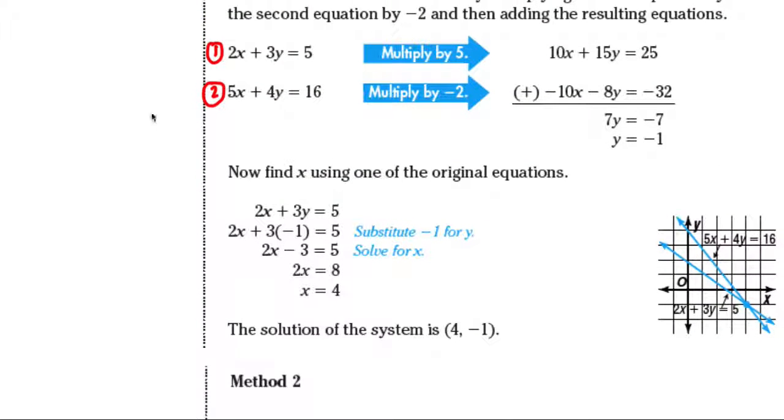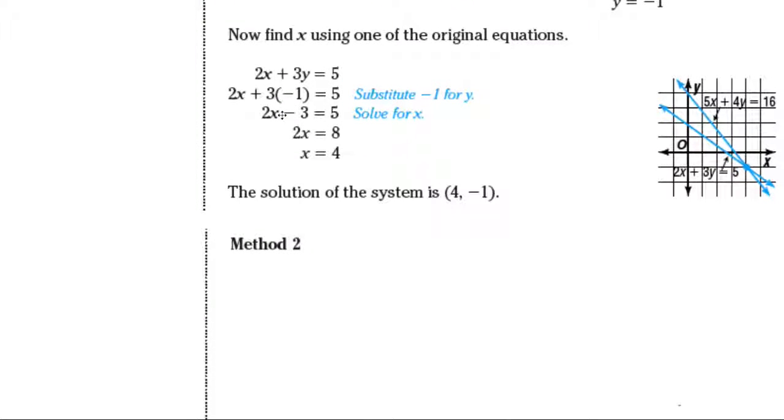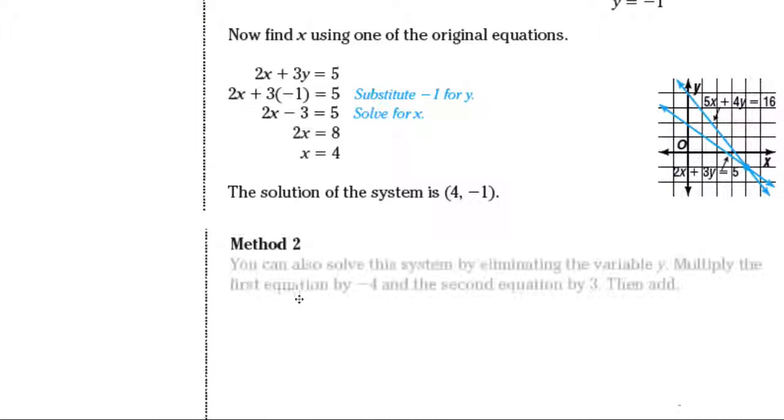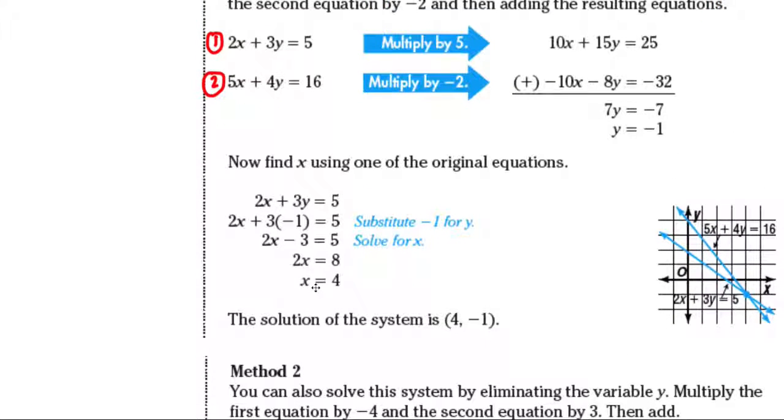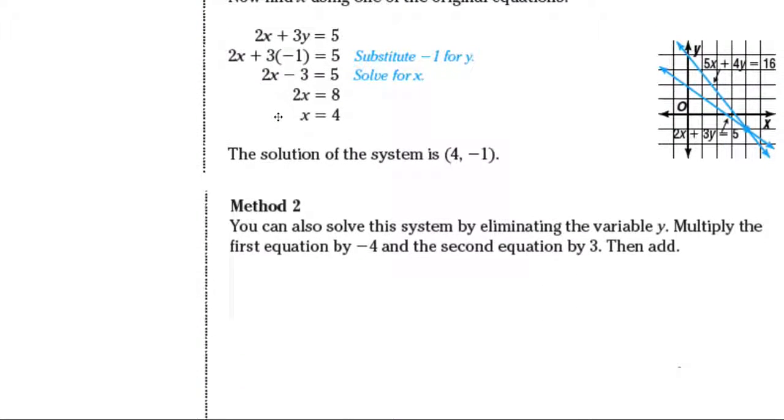Remember, in method 1 we found the LCM of the coefficients of x. Okay, in method 2 we will find the LCM of the coefficients of y, and then multiply one of them by negative 1. Okay, so in this case, you already noticed, the LCM of 3 and 4 is 12. So what we do is that we can solve the system by eliminating the variable y, multiply the first equation by negative 4 and the second equation by 3, and then add.